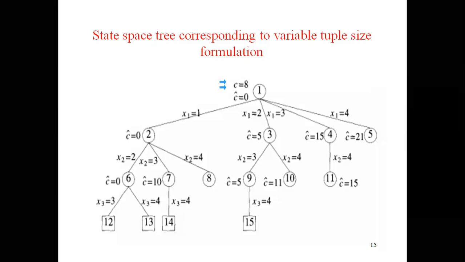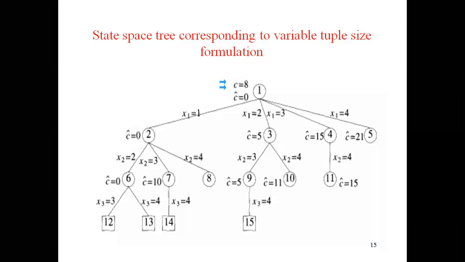Since cost of 4 is 15, that is greater than 14. Also cost of 5 is 21, that is greater than 14. So both are more than the upper. That is why 4 and 5 are killed. Now node 2 is the next E node, as C of 2 is equal to 0 and C of 3 is equal to 5. Nodes 6, 7 and 8 are generated and upper is updated to 9.